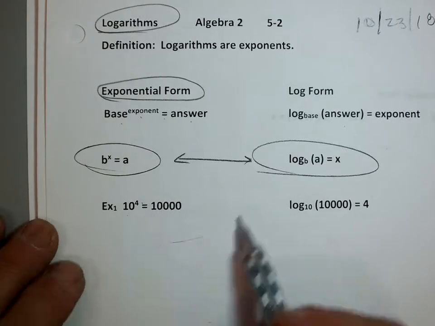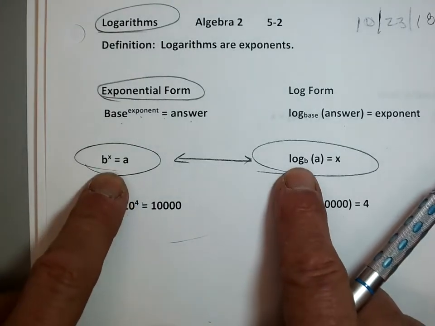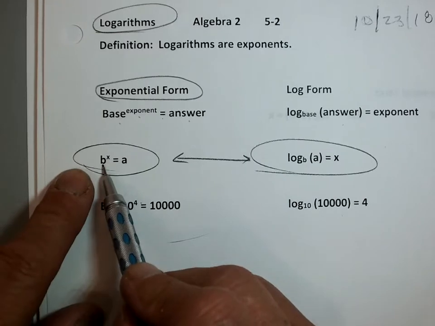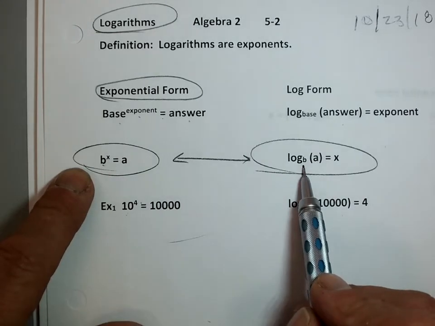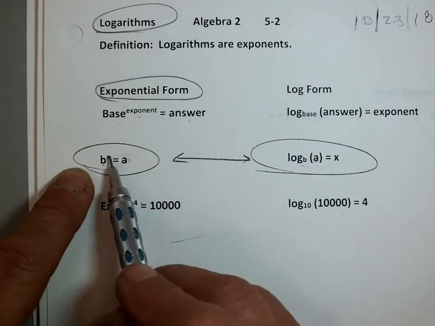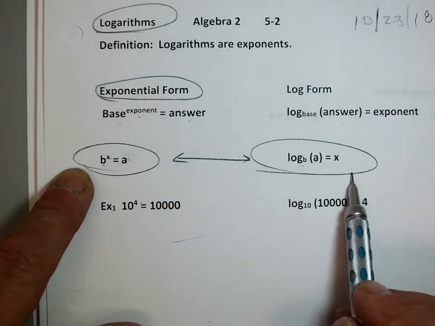So then we can change that from exponential form into what we call log form. So you take this thing and you rewrite log. Now watch. This is the key. This number here, whatever number's here, goes right down there. This number here, called the answer, goes right there, and then the exponent goes there, okay?